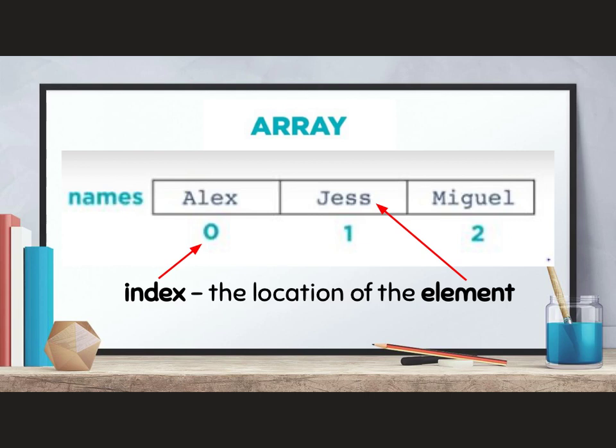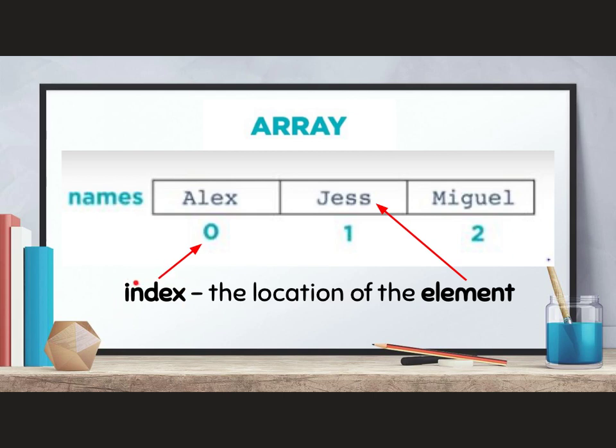So let's look at how an array is organized. We have the array name. In this case, we've called it names. Each name in the array is called an element. So here's an element, and an element. Each element has a location that we call an index.